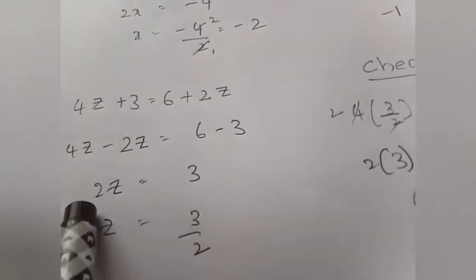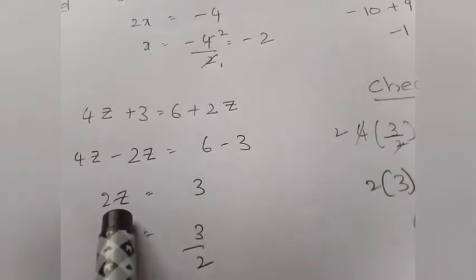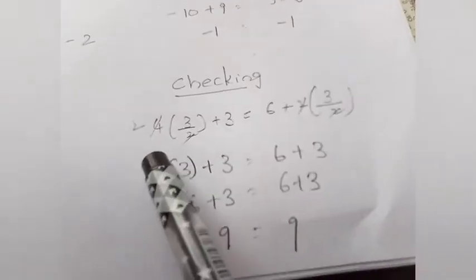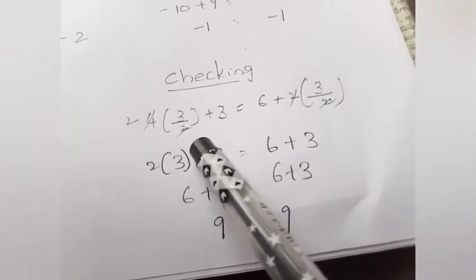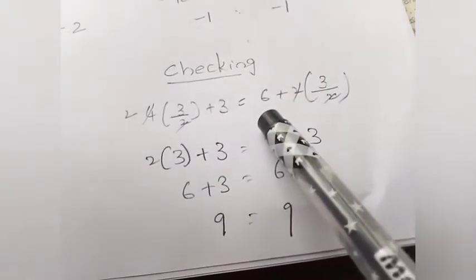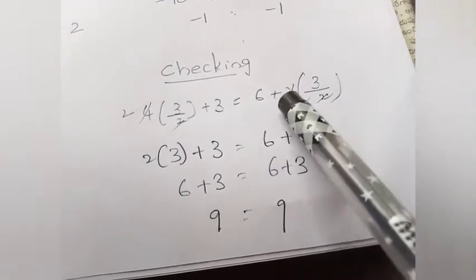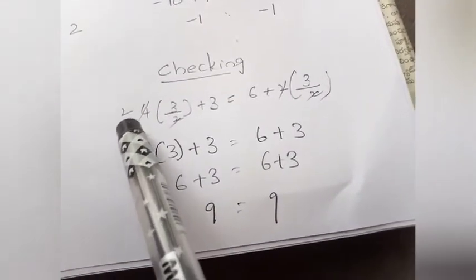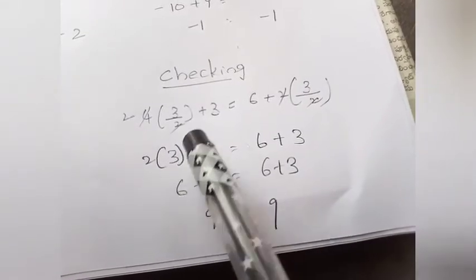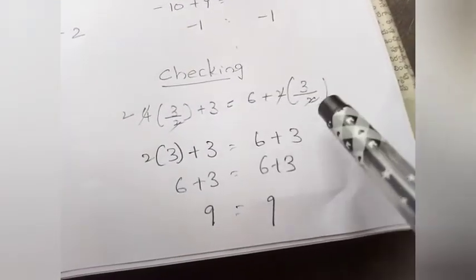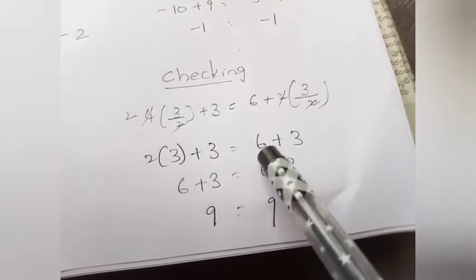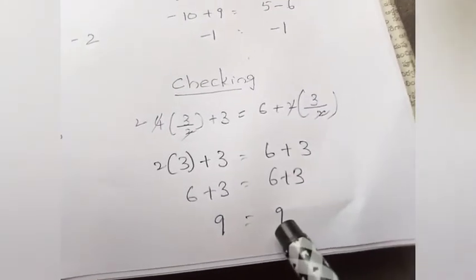I am bringing this 2 to this side. It is multiplying here, so when it comes this side, it divides. Now checking. Instead of z, we have to write 3 by 2. So 4 into 3 by 2 plus 3 is equal to 6 plus 2 into 3 by 2. Here 2 becomes cancelled, and 2 2s are 4. Now 2 into 3, the separate I am writing, plus 3 and 6 plus what is the value left I am writing here. Now 2 3s are 6 plus 3, and here 6 plus 3. Total 9 is equal to 9.